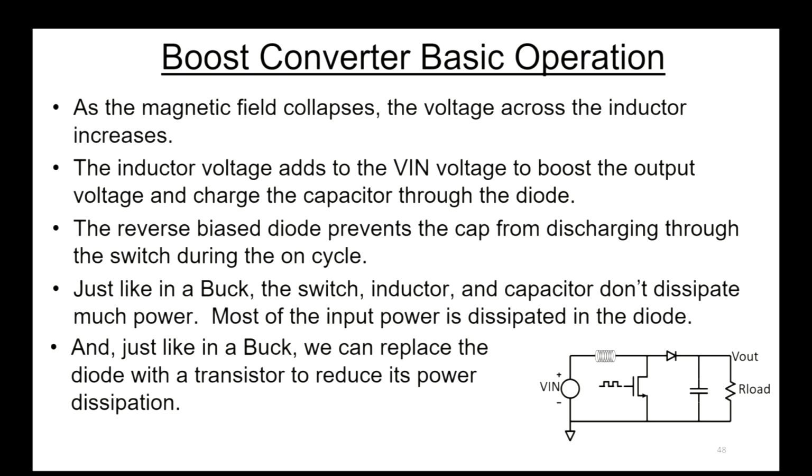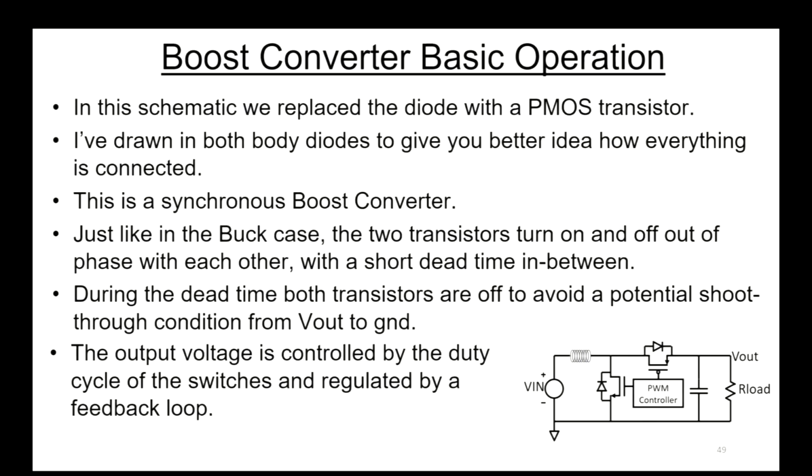It's kind of like a charge pump, but instead of using a capacitor to pump up the output, we're using the magnetic field of an inductor. So just like in a buck, the switch, inductor, and capacitor don't dissipate much power. Most of the input power is dissipated in the diode. And just like in a buck, we can replace that diode with a transistor to reduce its power dissipation.